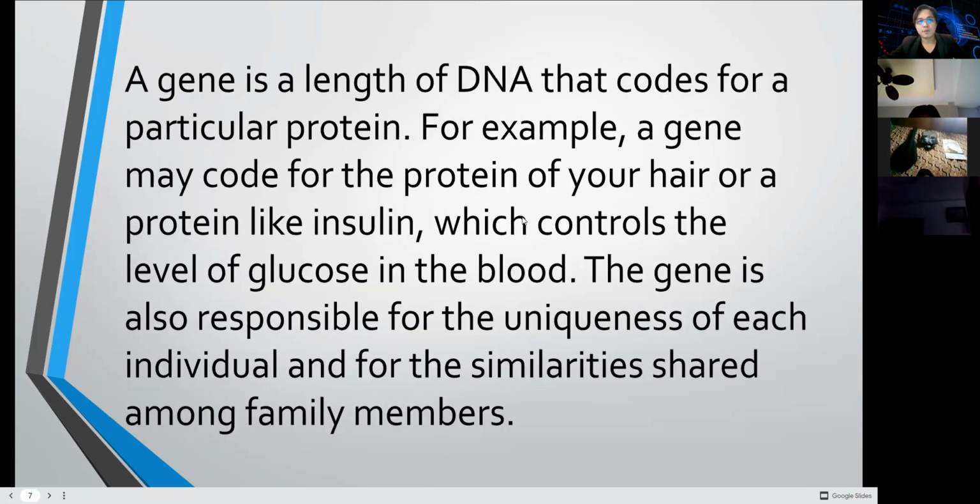A gene is a length of DNA that codes for a particular protein. This is now the focus of the Human Genome Project, HGP. The particular protein that the DNA is coding. These are set of codes. For example, a gene may code for a protein for the color of your hair, or a protein like insulin, which controls the level of glucose in your blood. Without insulin, you cannot control your blood sugar.